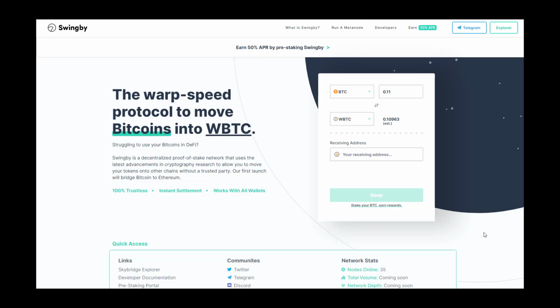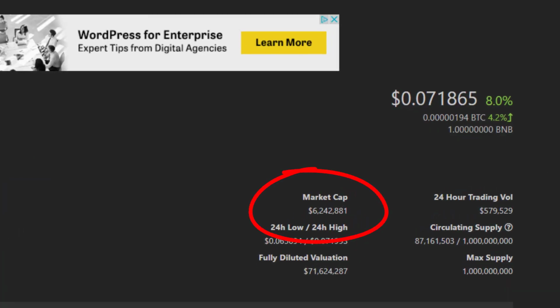Okay, so just quickly, Swingby is a bridge to get your Bitcoin onto the Ethereum blockchain or vice versa to take it off the blockchain. And why I love this project as a tiny small cap is because it has a simple use case which is very useful in the crypto ecosystem. And so if it does it well, it's going to be able to find a place. And a market cap of just over $6 million is kind of a perfect price that I like to look for in those small cap risky altcoins that might give you the most potential upside.